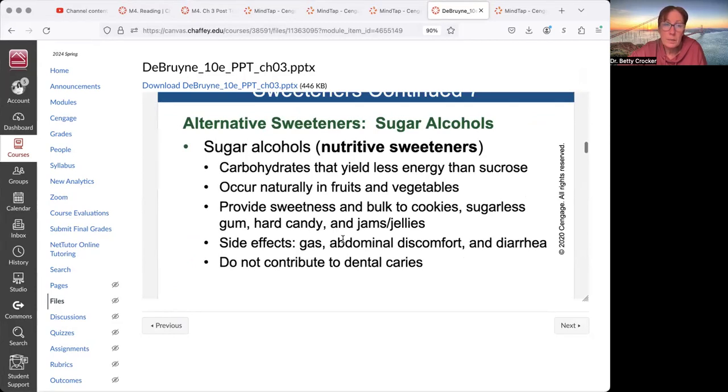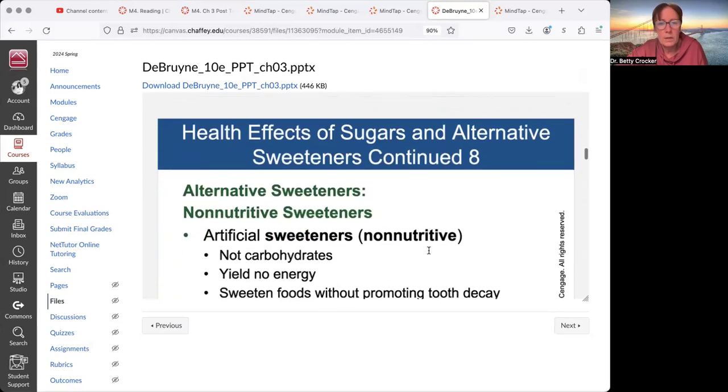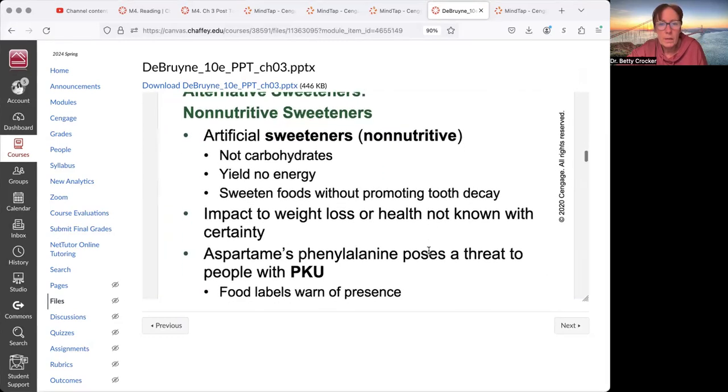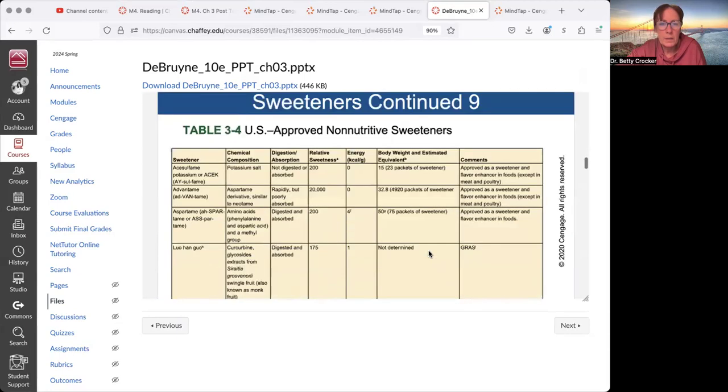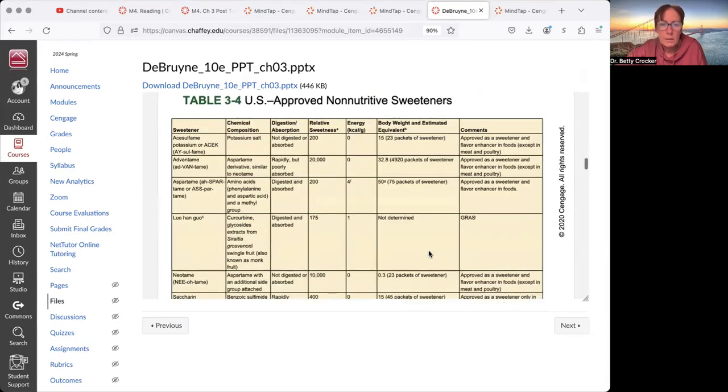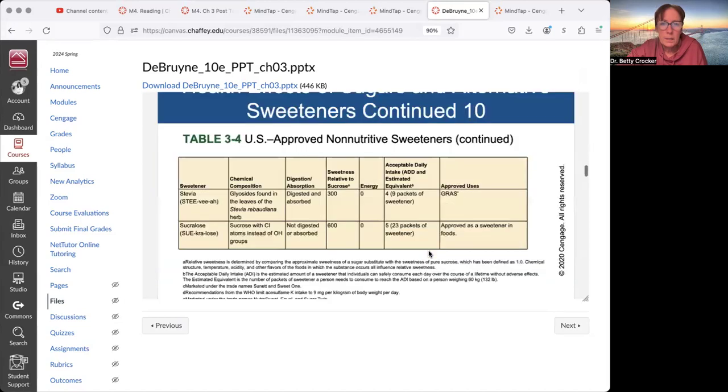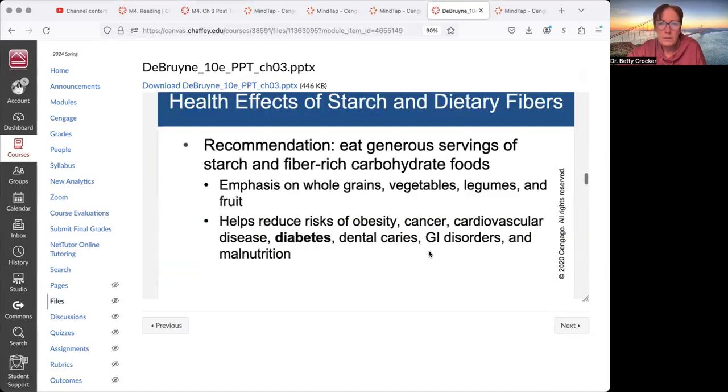Sugar alcohols is something that is found in gummy bears, is how I like to share it. So if you eat too many gummy bears, your GI is going to be in huge discomfort and you're going to have diarrhea because of the amount of sugar alcohols that are in gummy bears. Okay, they briefly talk about PKU. Let's see, approved non-nutritives.